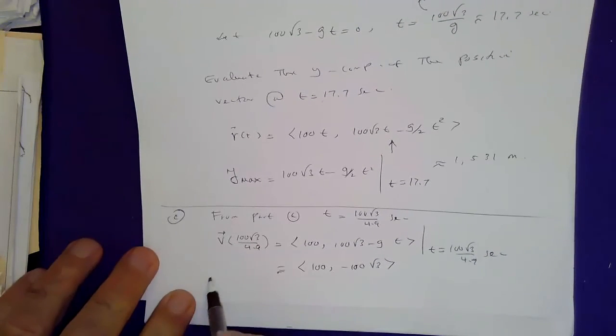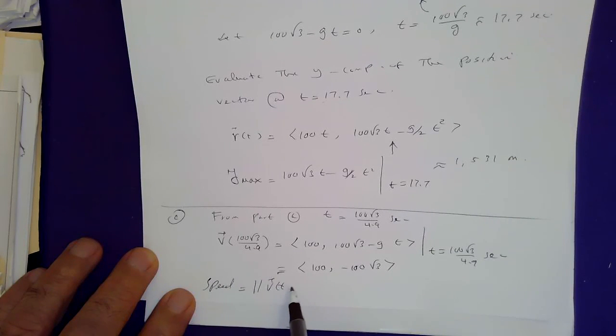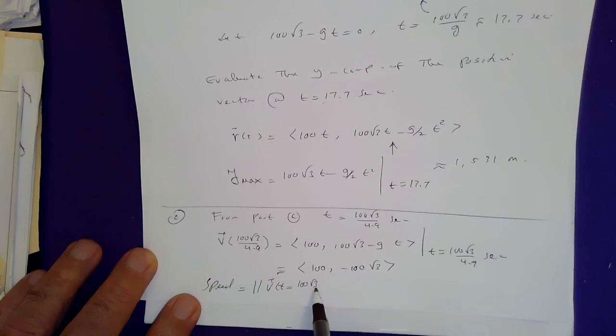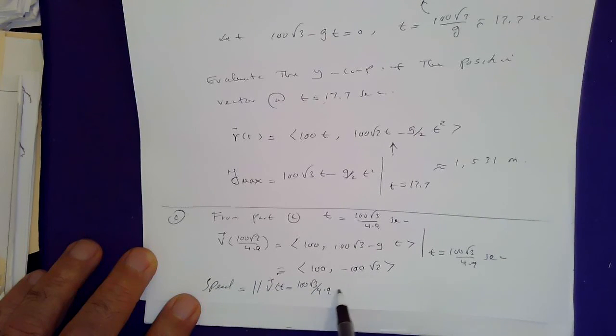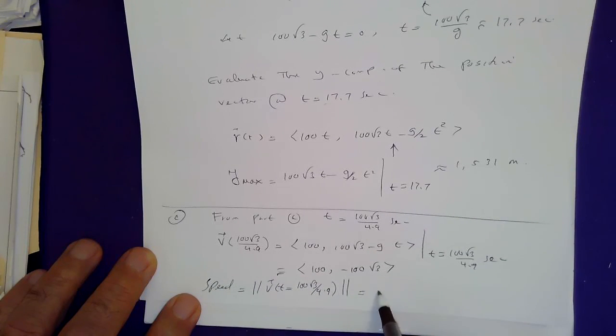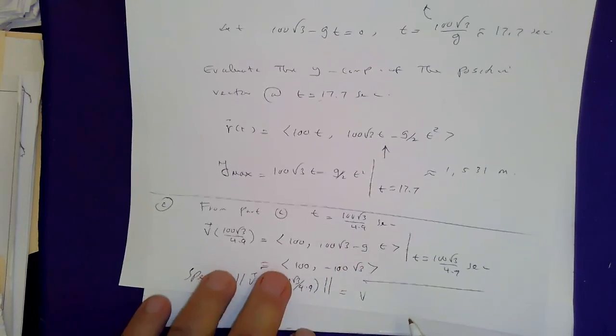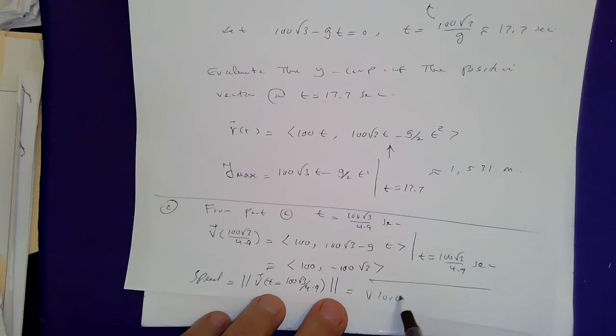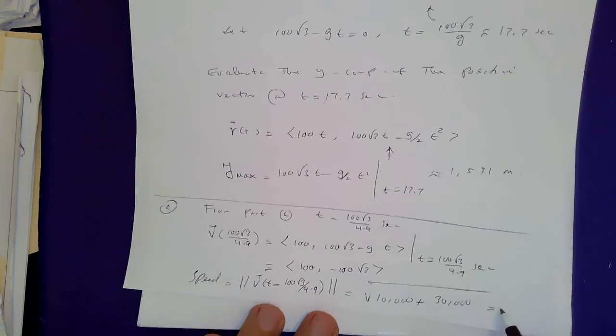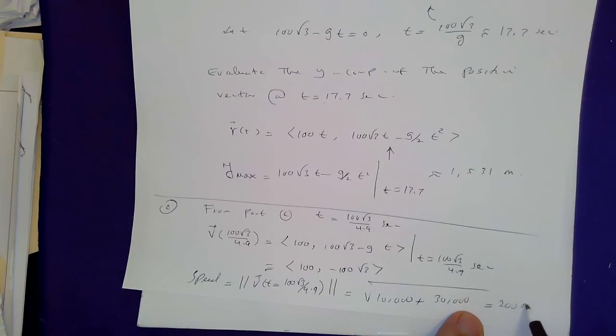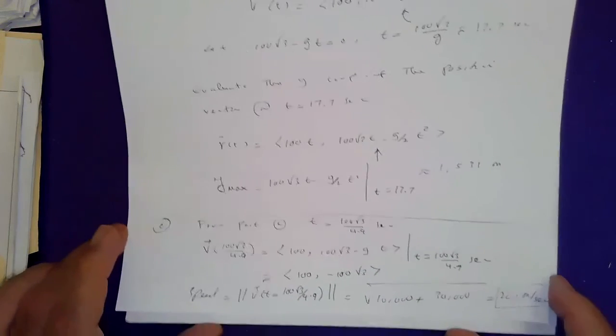Now, to find the speed, so we are not done yet, that's the magnitude of the velocity at t equal to 100√3 over 4.9, which is the square root of this guy squared plus that guy squared, which is like 10,000 plus 30,000, and that gives you exactly 200 meters per second. So this is the speed at impact.